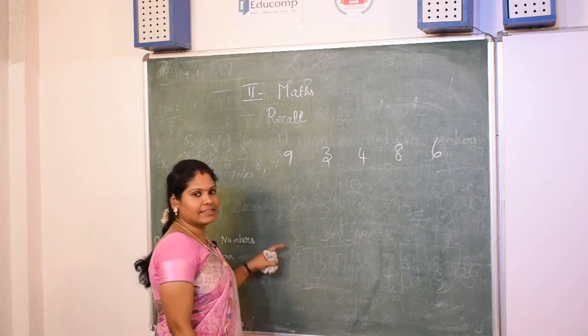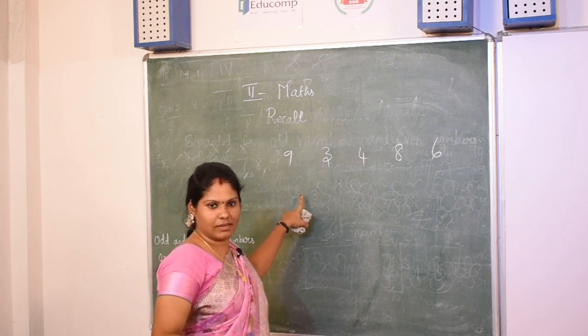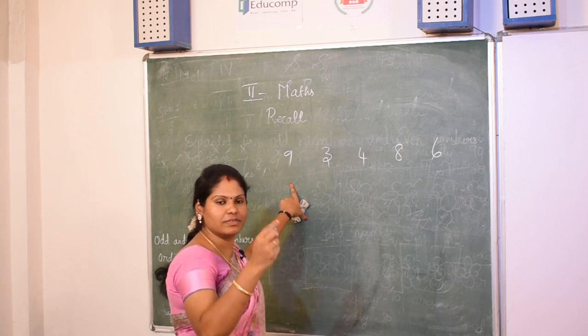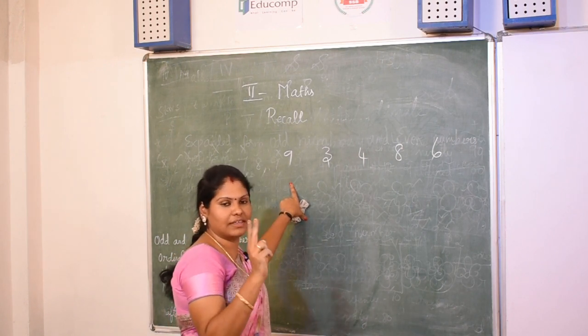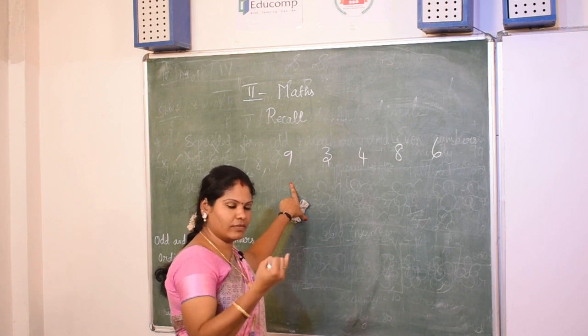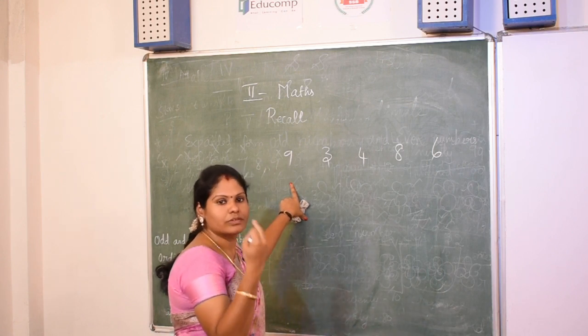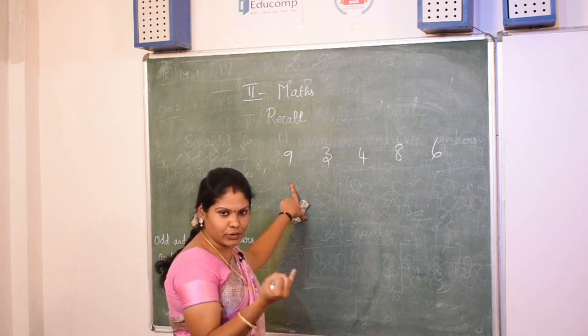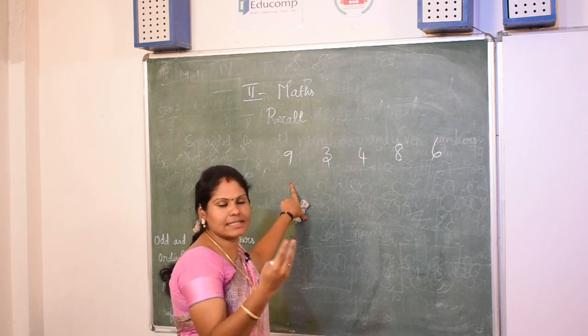So tick the odd numbers and cross the even numbers. Okay, so which are the even numbers? The numbers which we can divide into twos. Say along with me: 0, 2, 4, 6, 8. What are the even numbers? 0, 2, 4, 6 and 8.